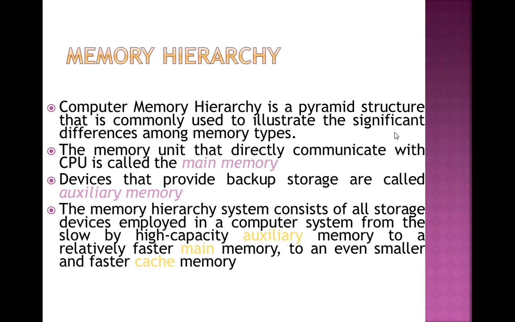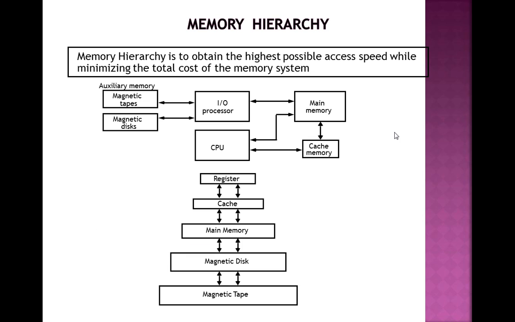So cache memory lies between the CPU and the main memory, where the access time is too slow, and it is required to execute the programs in the easiest and fastest manner. This is the memory hierarchy.